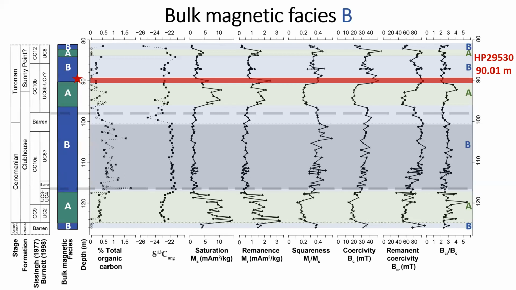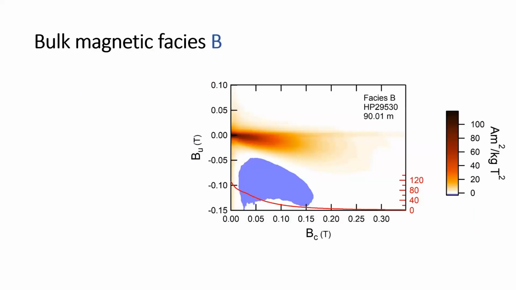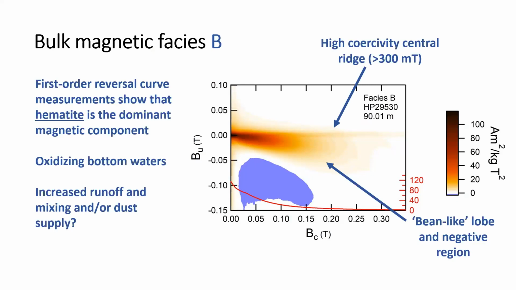All right, taking a step back, let's look at bulk magnetic facies B using this interval up here. Here's the resulting fork diagram. This particular diagram has a very high coercivity central ridge paired with a bean-like lobe and negative region below the central ridge. You'll notice in the coercivity distribution, there's not a nice tight contribution to be seen. All of these signatures taken together tell us that we have hematite in these intervals.